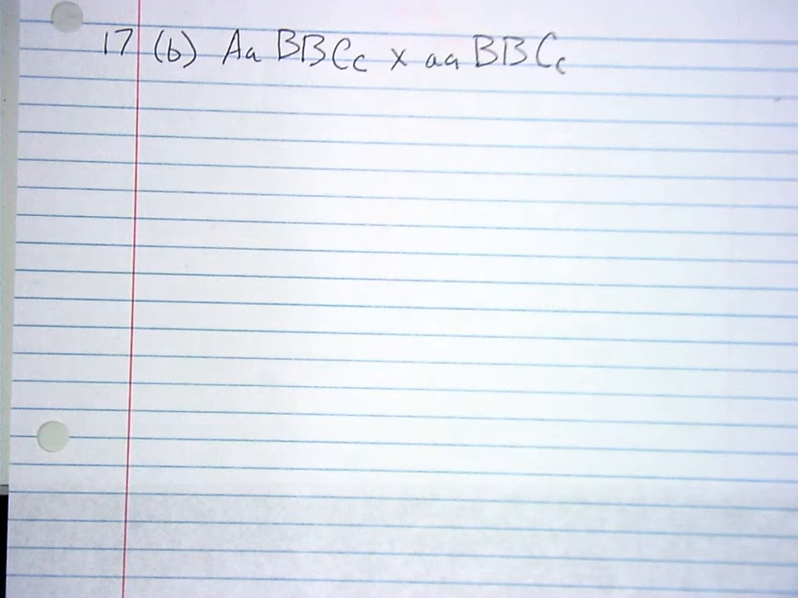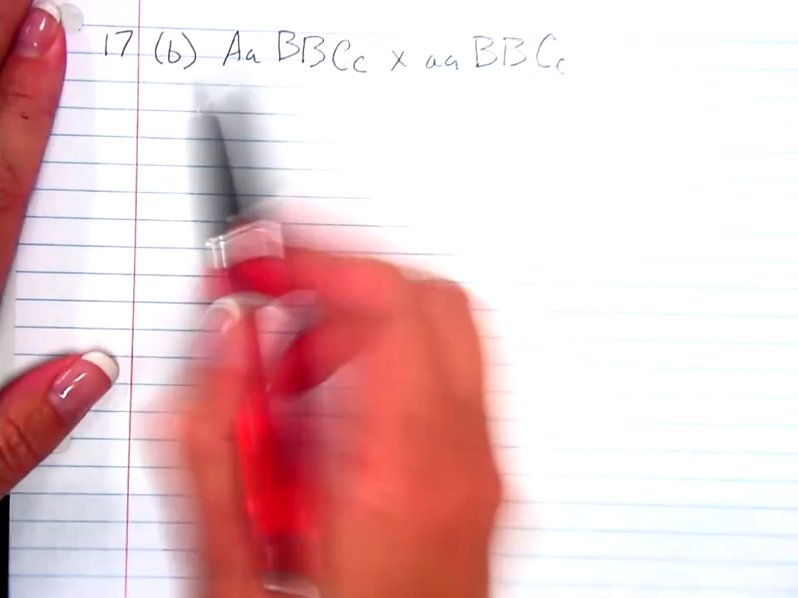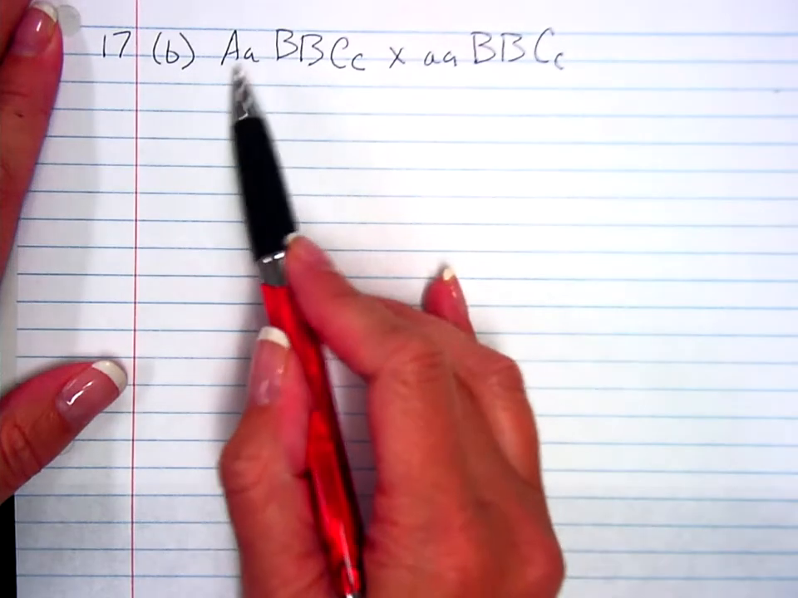Okay, so this is page 63, problem number 17, and we are doing trihybrid crosses, showing the phenotype ratios only, and we're using our branch line diagrams to do this. With part B, I'm going to ask you again to look at it one trait at a time.